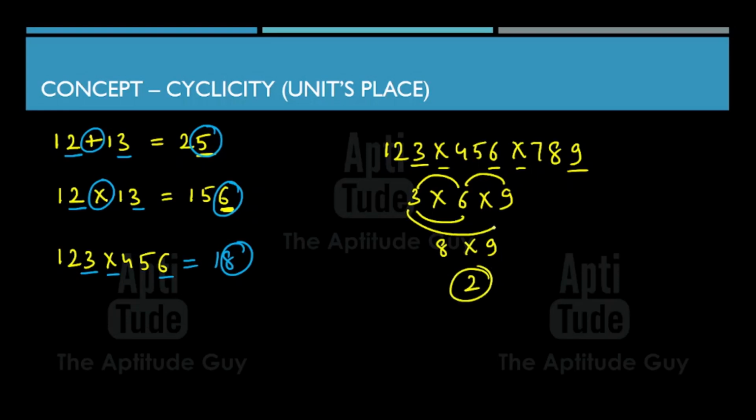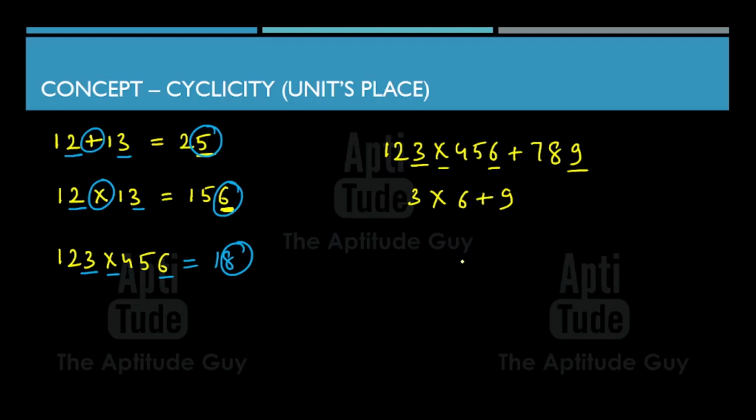Or you can do 3 9s are 27. 7 6s are 42. That also ends with 2. So whatever that product is, it will 100% end with 2. Now, what if I replace this multiplication sign with an addition sign? Then the same thing will happen here as well. We have 3, 6, 9, and this will turn out to be addition.